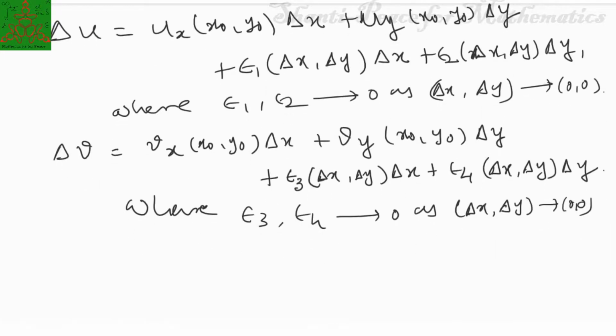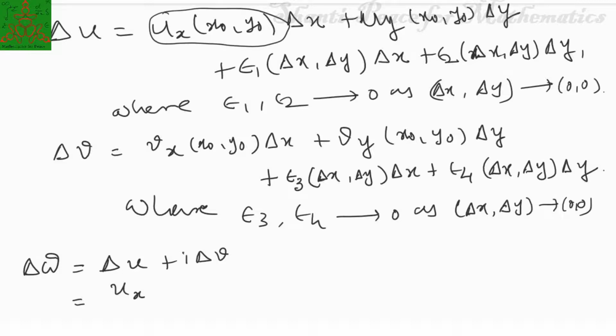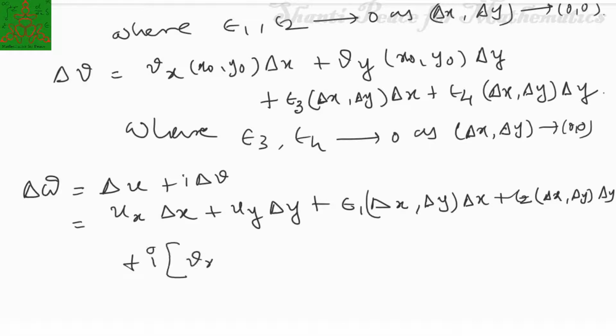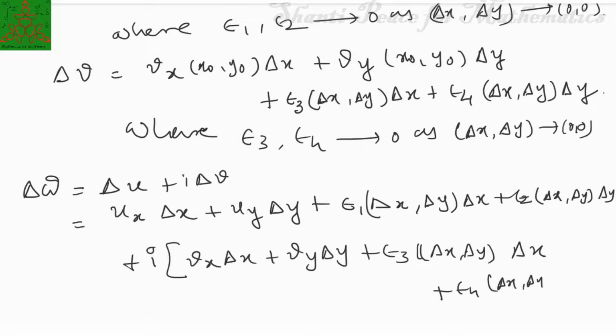So what will be delta w if you substitute both values? Delta w is delta u plus i delta v. So this will be ux, and instead of writing ux at x0, y0, I just write ux, and you may understand that I'm talking about the point x0, y0. So it is ux delta x plus uy delta y plus epsilon 1 delta x into delta x plus epsilon 2 into delta y, plus i times vx delta x plus vy delta y plus epsilon 3 into delta x plus epsilon 4 into delta y.